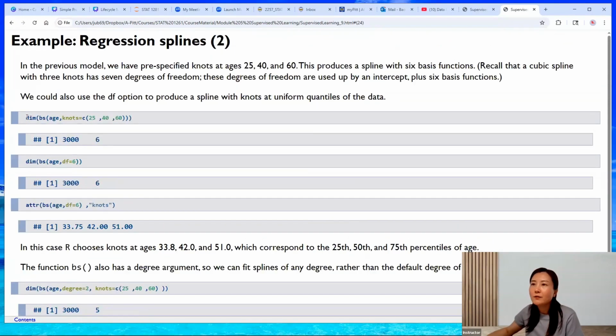And if you use the dim function to apply on this, so this part will actually create the basis terms. So the dimension is 3,000 times 6. 3,000 is the number of rows. That's not surprising. And 6 is the degrees of freedom. So let's calculate if it should be 6 or not.